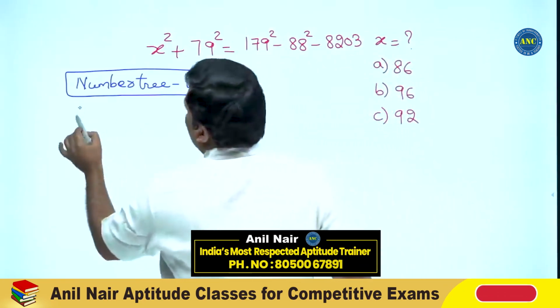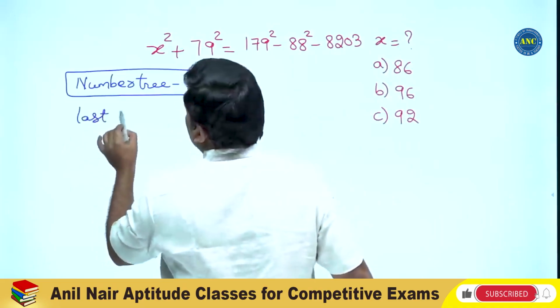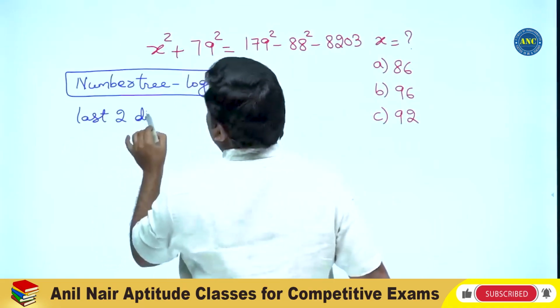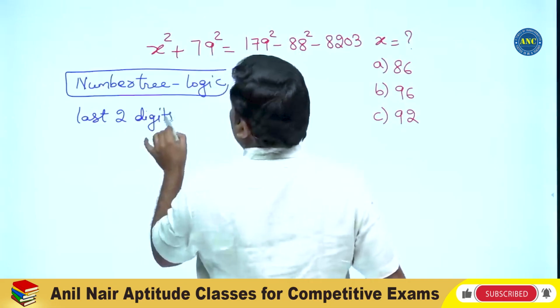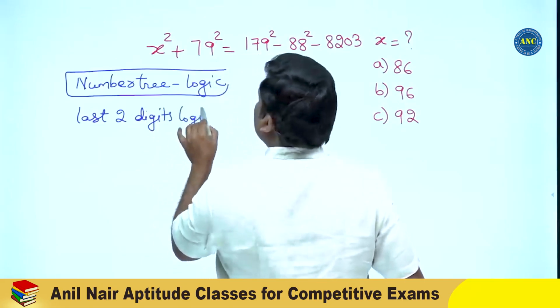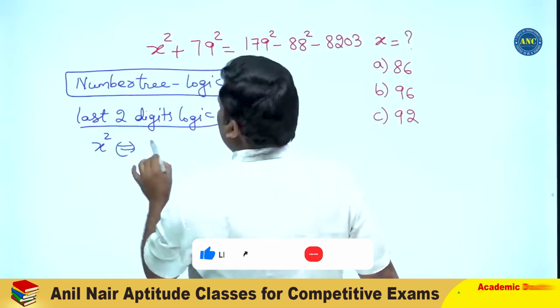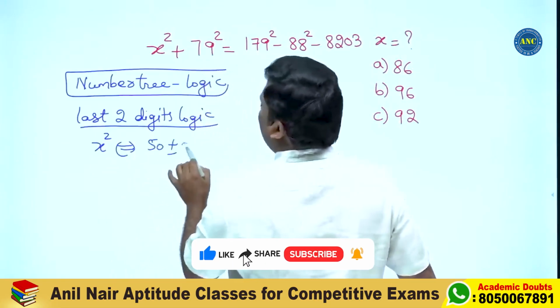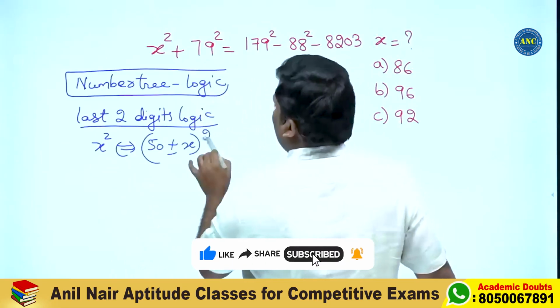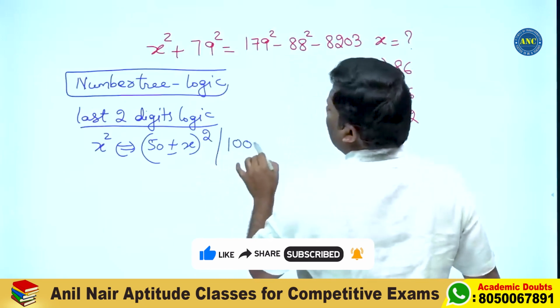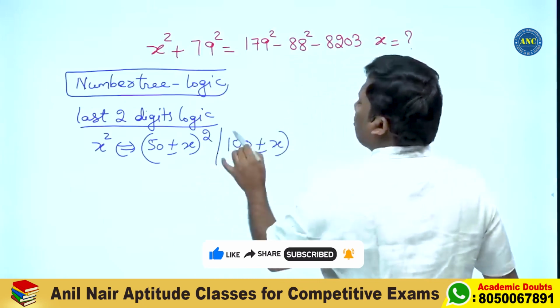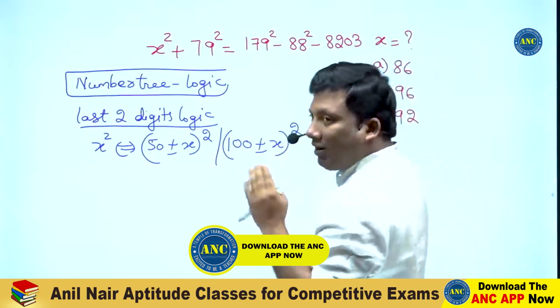Now let me introduce the second logic, which is the last two digits logic. What is the last two digits logic? Last two digits logic is x square, 50 plus or minus x whole square. I have discussed this proof in detail in so many problems related to perfect squares.